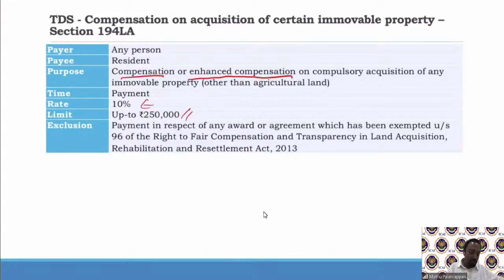So compensation is what is given first. When first agreed, the amount is paid. Then subsequently, if the assessee is not okay with the amount and wants more, he can file a petition and get an additional amount in accordance with the market value. So for that enhanced compensation also, this 194LA is applicable. So 194LA is for compulsory acquisition of properties where tax is deductible at 10% when such amount is more than 2,50,000.